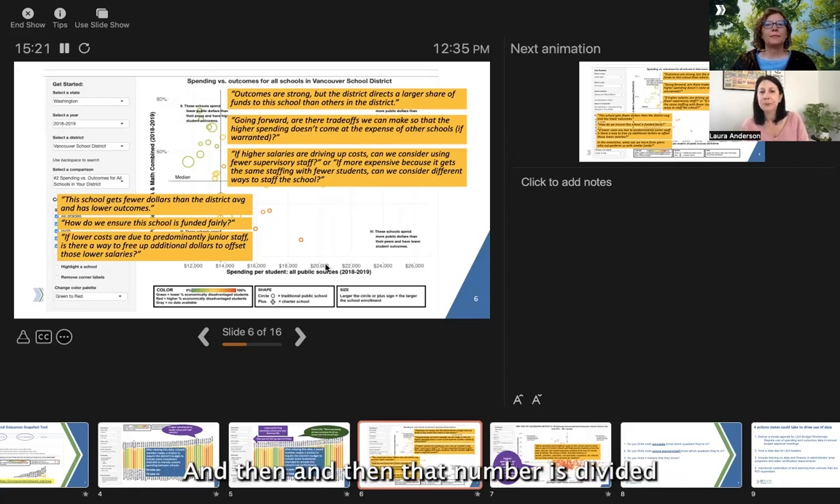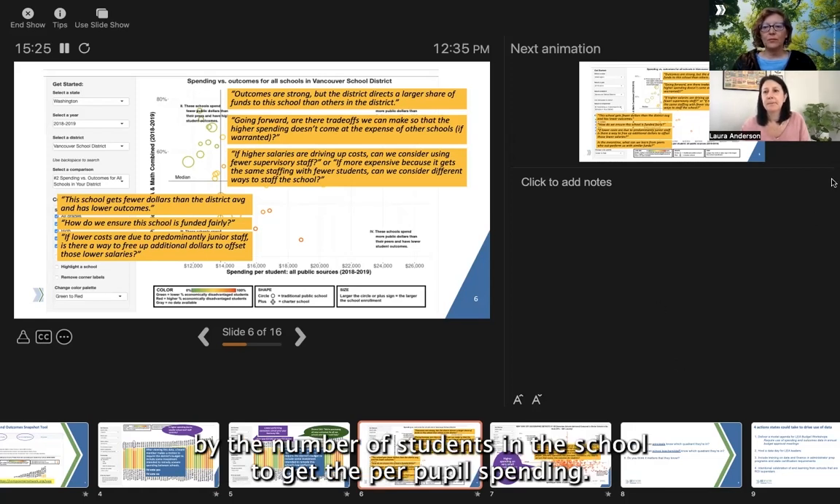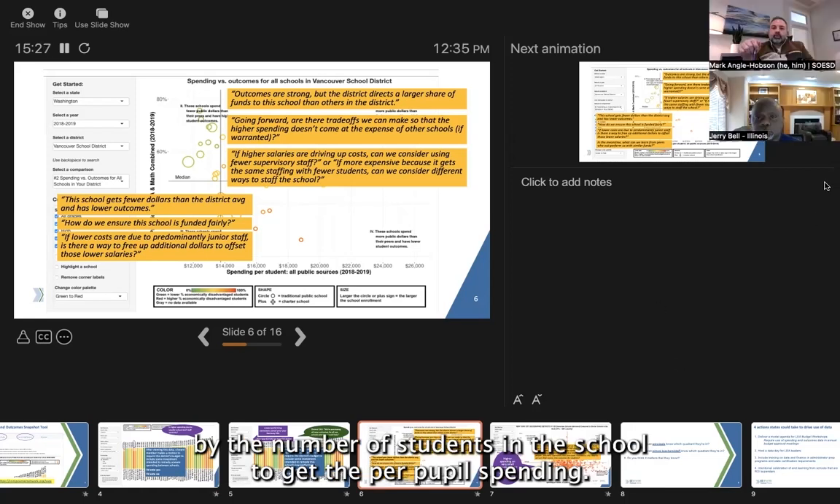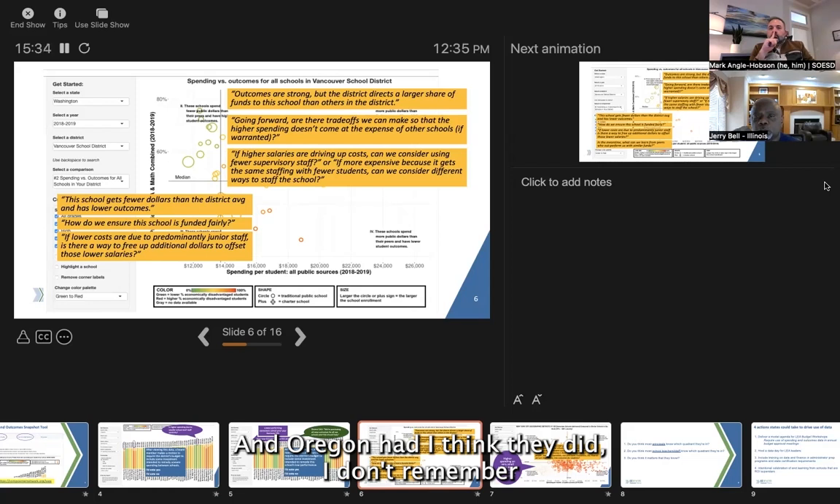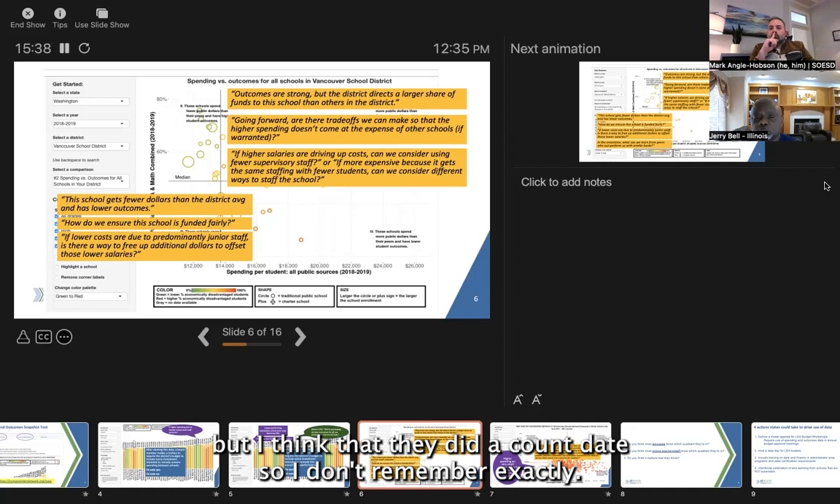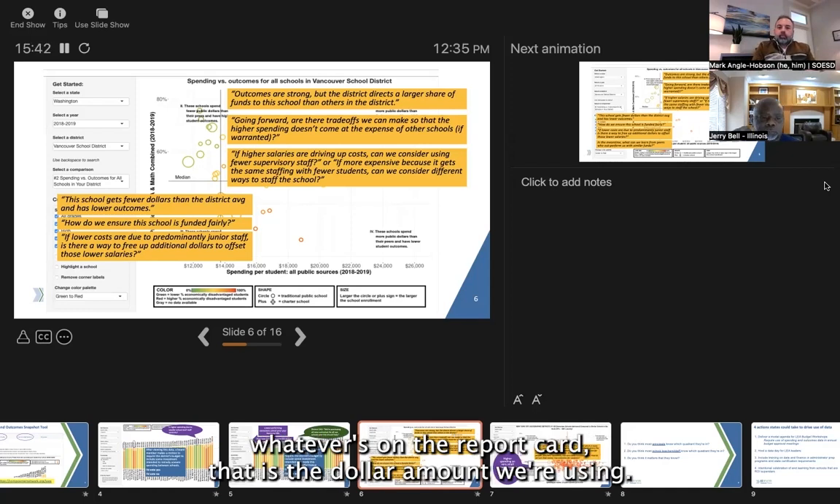Does that help? And then that number is divided by the number of students in the school to get the per pupil spending? Yes. Okay. And different states did it differently. Oregon, I think, did a count day. I don't remember exactly, but we can get you that. It's whatever's on the report card. That is the dollar amount we're using.